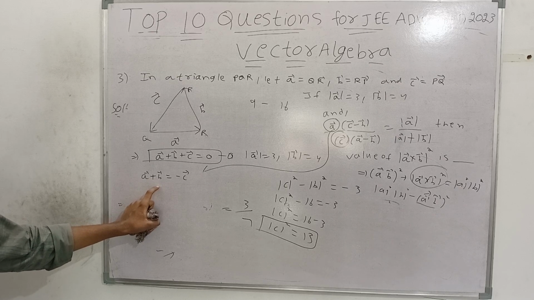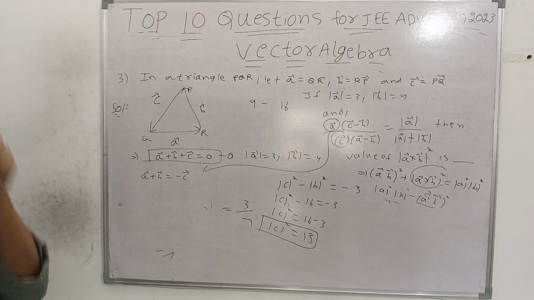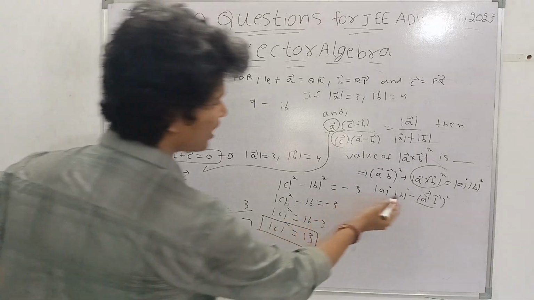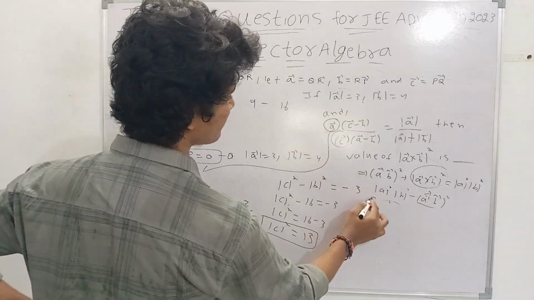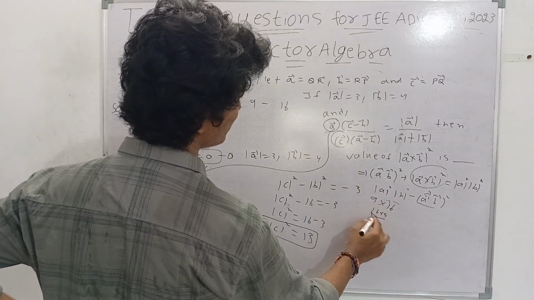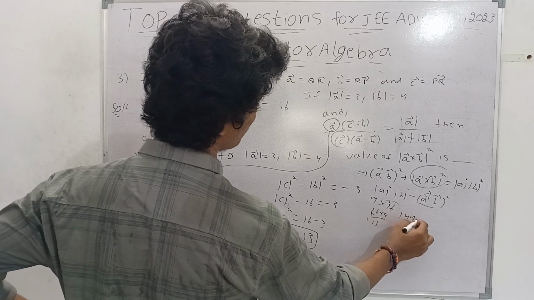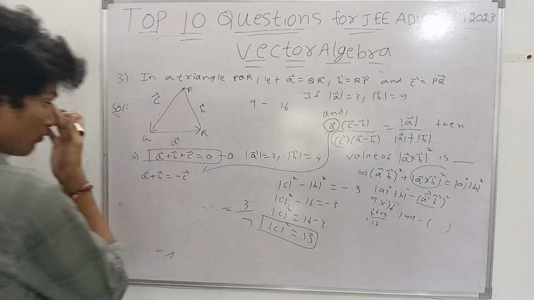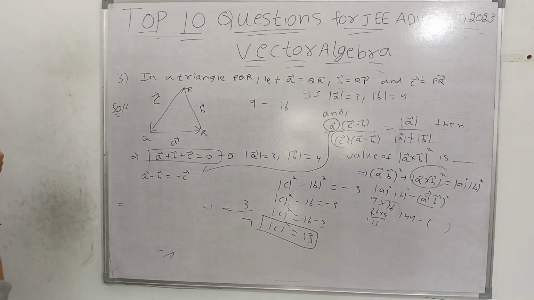After this we have to do something to get mod of (A cross B) square. Mod A square, mod B square. How much is mod A square? It is 9. Mod B square is 16. 16 nines are 144. 144 minus, we have to do this minus. But we don't know A dot B.